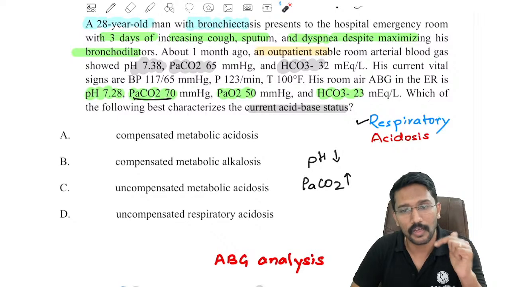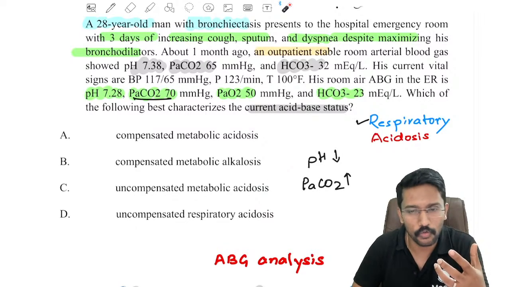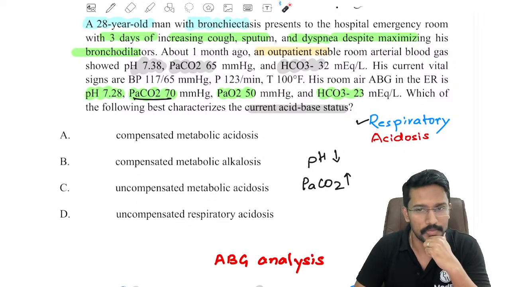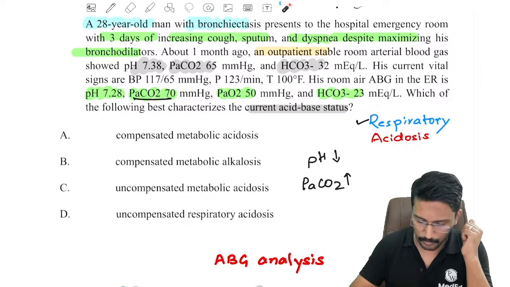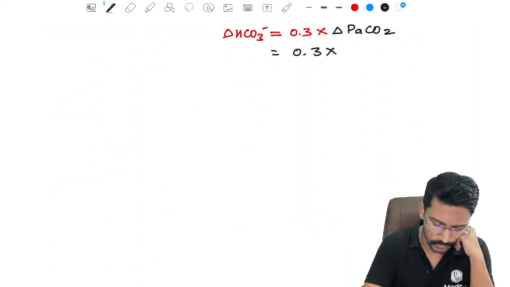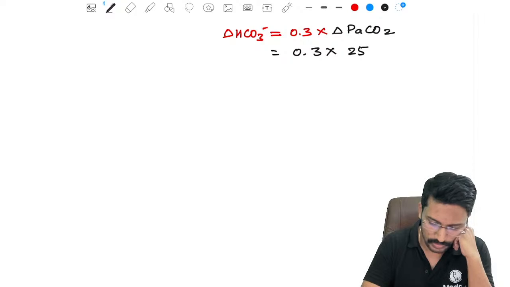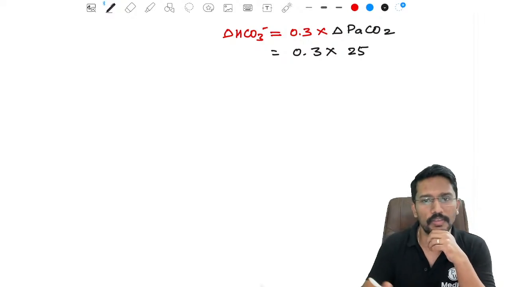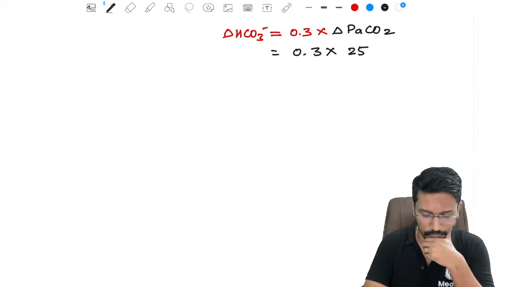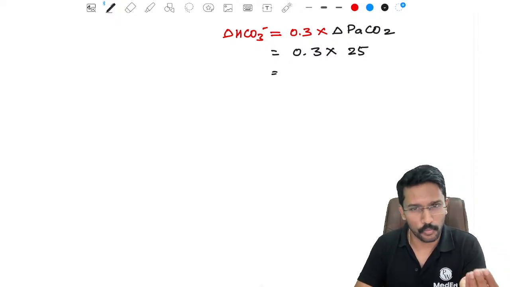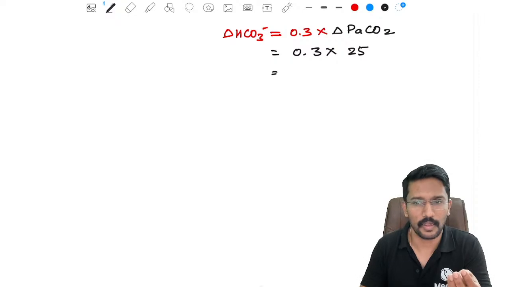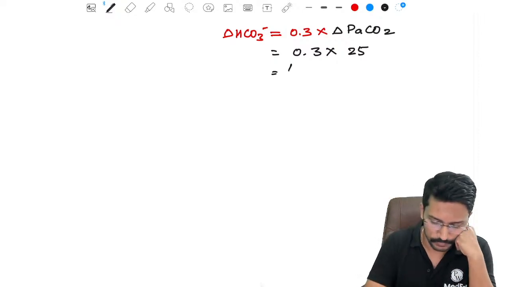70. So how much is it over and above the normal cutoff? 45 to 70. How much is it? 25. Yeah, 25. So delta PaCO2 here is 25. So in this case, the delta PaCO2 is 25. So 0.3 into 25, how much is it? 0.3 into 10 is 3, and 1.5, so around 4.5.